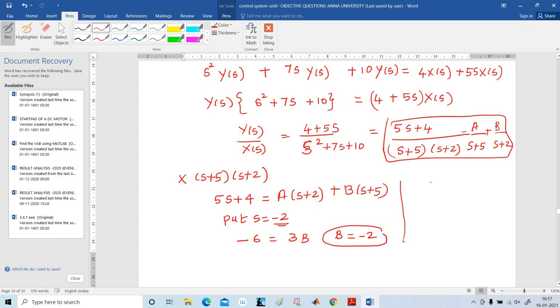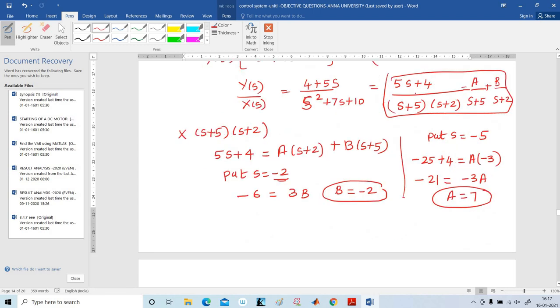And for the second answer, put S equal to minus 5. 5 into minus 5, that is minus 25, plus 4, equal to A into minus 5 plus 2, that is minus 3. So minus 21 equals minus 3A, so A is equal to 7. So both answers are found.